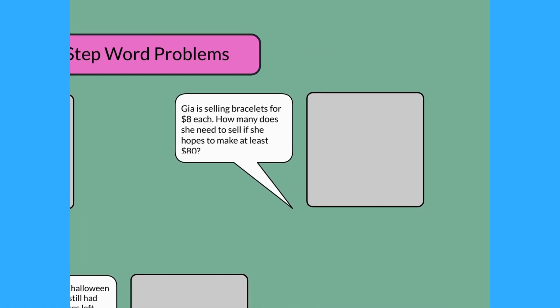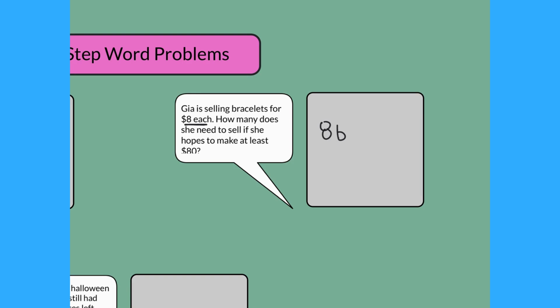For the next one, Gia is selling bracelets for $8 each. Typically when I say for each or per, that's something I'm going to multiply. So $8 each is $8 times the number of bracelets. I'll use B for bracelets. And if you're not sure what operation to use there, I could just make up a number. So if I wanted to sell 2 bracelets, that'll be 8 times 2 is 16. So now I know I need to multiply, then I can put back in my B, so 8 times B.